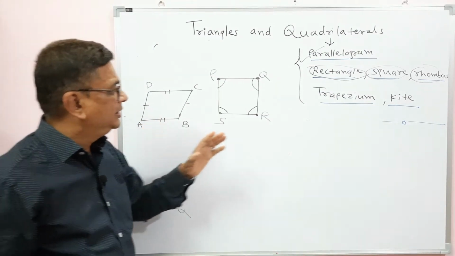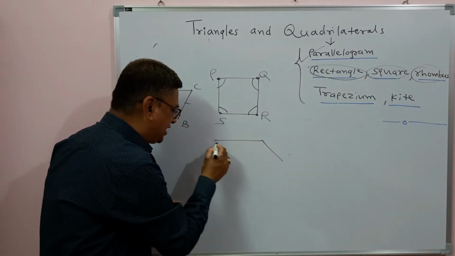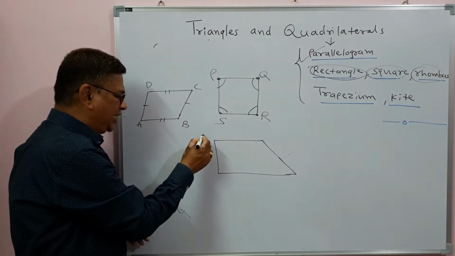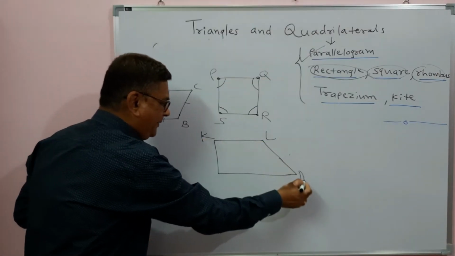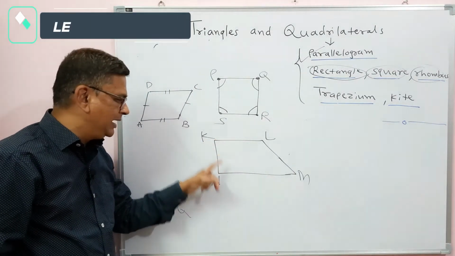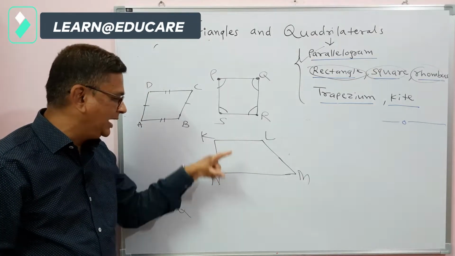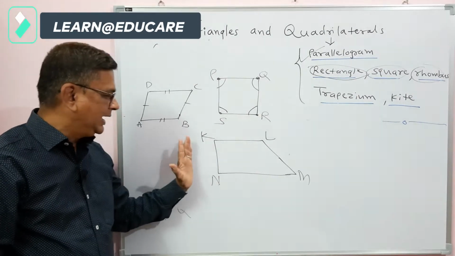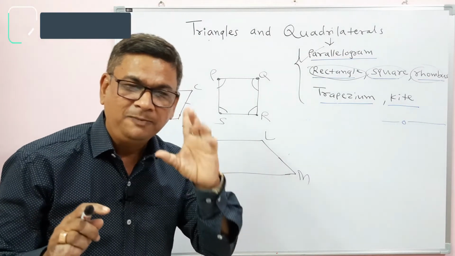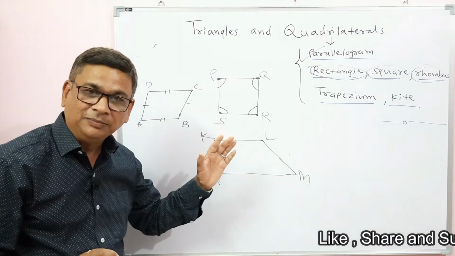Now the next is called the trapezium. A trapezium is shown by such a figure. For example, if you give this the name KLMN, in which the opposite sides KL and MN are parallel, and the other sides are not parallel, here KL is parallel to NM but KN is not parallel to LM. A quadrilateral in which only one pair of opposite sides is parallel is called a trapezium.